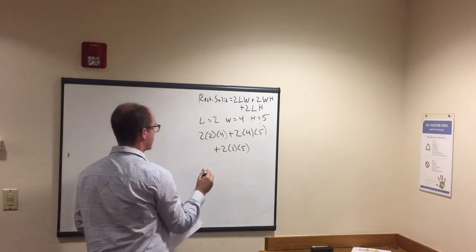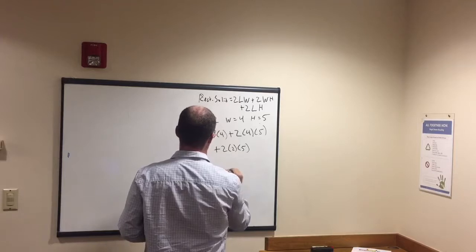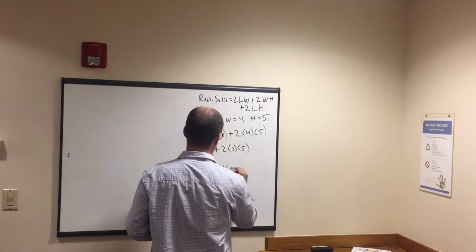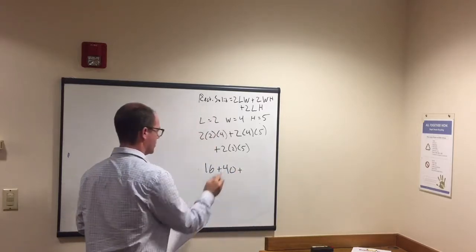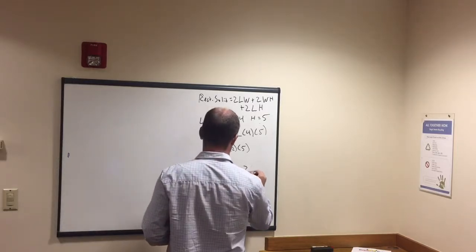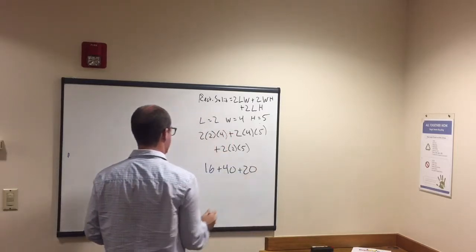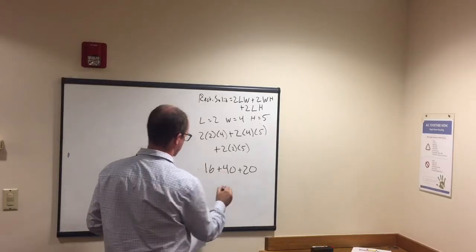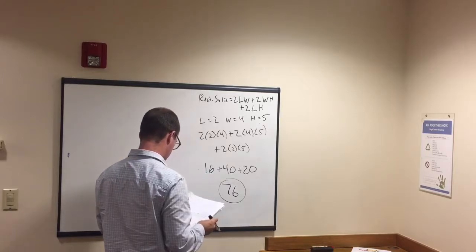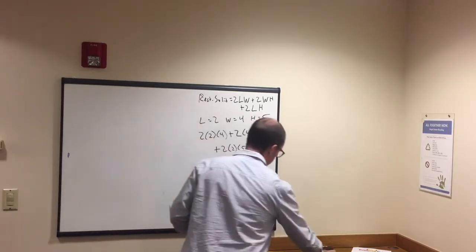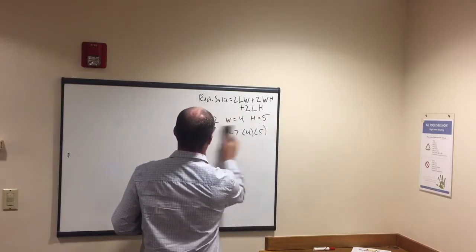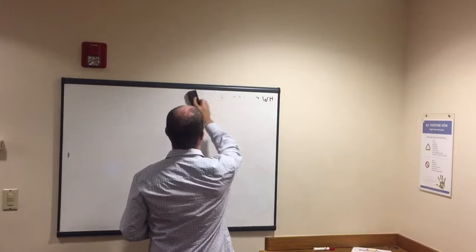So 2 times 4 is 8, times 2, that's 16. 5 times 4 is 20, times 2, that's 40. 5 times 2 is 10, times 2, that's 20. We add these together, 40 and 20 makes 60. 60 plus 16, 76. That's the right answer. You need to do all the work, otherwise it'd be wrong. Okay, so that was rectangular solid.